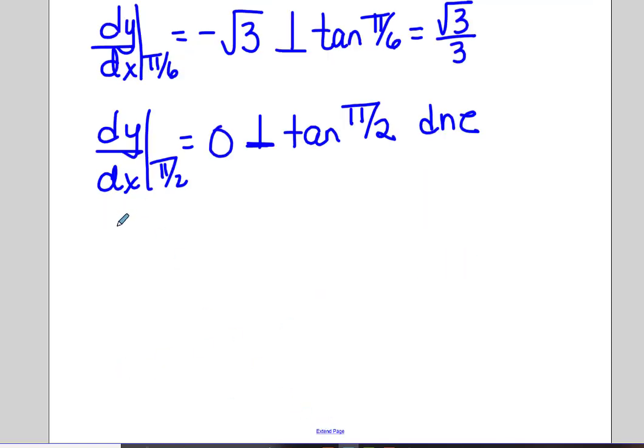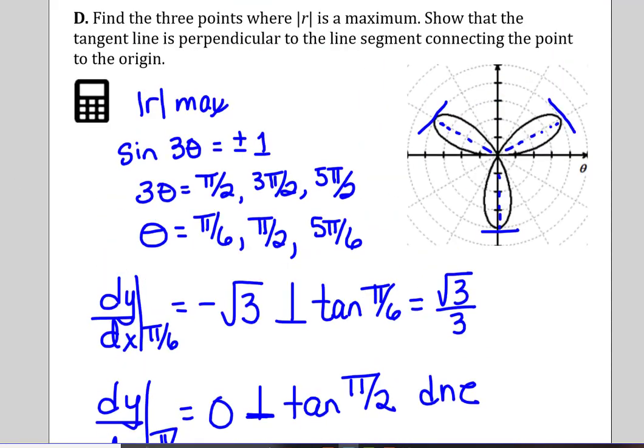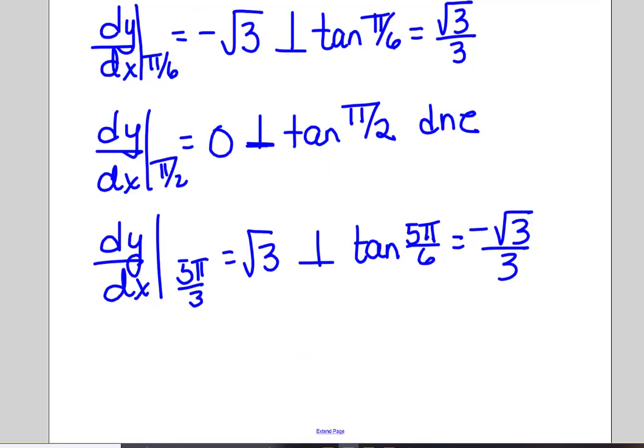It would be vertical. And then dy dx for our last angle, 5 pi over 6, calculated to be negative square root of 3, which would be the tangent at the 5 pi over 6 angle. And again, that opposite reciprocal would be negative square root of 3 over 3. And we can show those lines here, this one, and this one, and this one. Okay? So we got all of those: pi over 6, pi over 2, 5 pi over 6.